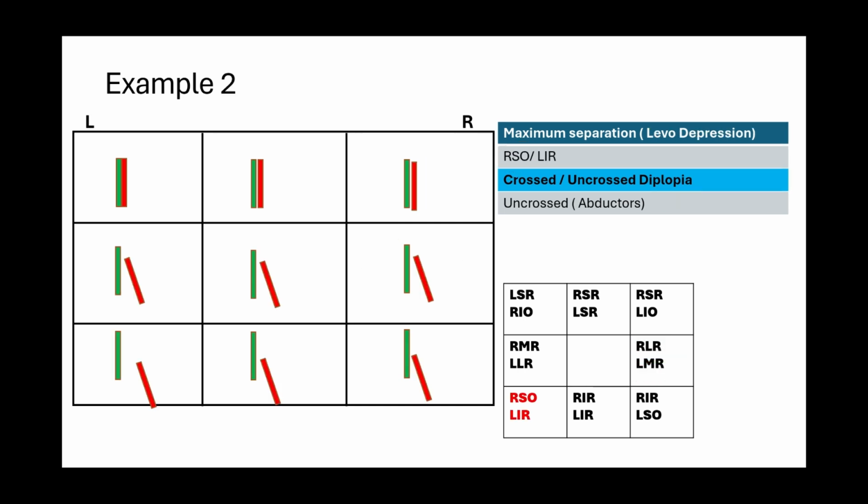Let's see another example. Here again, where is the maximum separation? Maximum separation is in levodepression here. So what are the muscles responsible for levodepression? It is the right superior oblique or left inferior rectus. Again, we have found two possible culprits. Now let's see whether it is a crossed diplopia or uncrossed diplopia. It is very simple. The right image is on the right side, so it is an uncrossed diplopia. So uncrossed diplopia means, what do we know? It is the abductors which are the culprits.